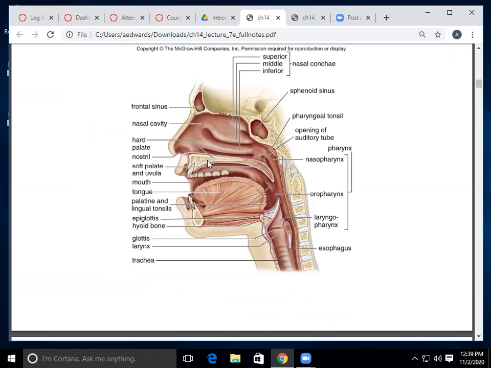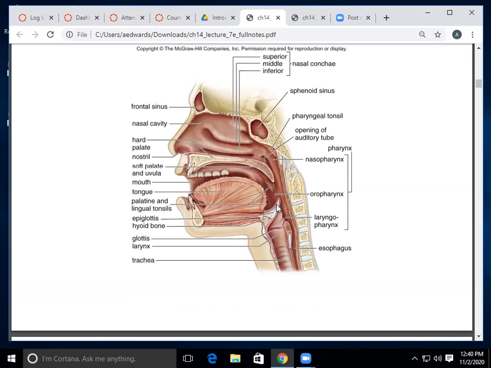There's your nostril. Structure here forms your hard palate, the top of your mouth. All right, back here you've got the soft palate, as well as your uvula here on the end, kind of the little flap that you see sometimes in the old cartoons. Okay, here's your tongue, big tongue muscle. All right, here are your tonsils, palatine and lingual.